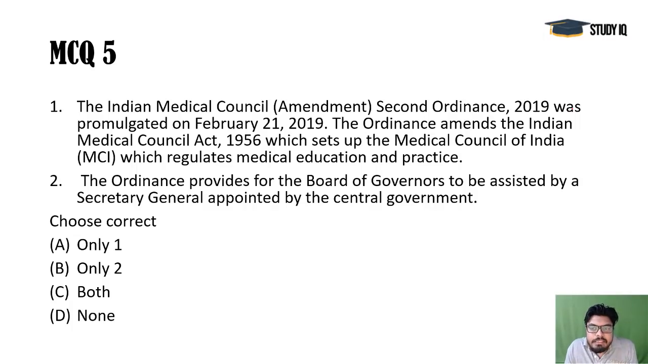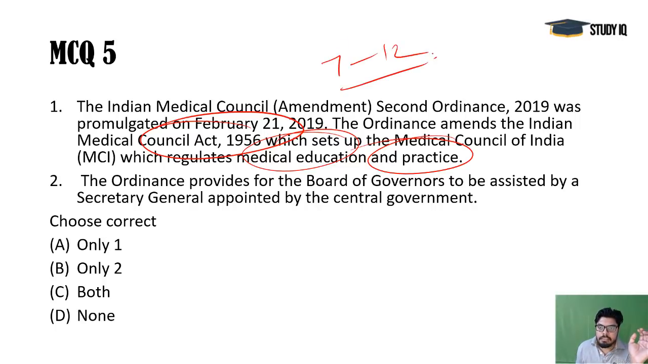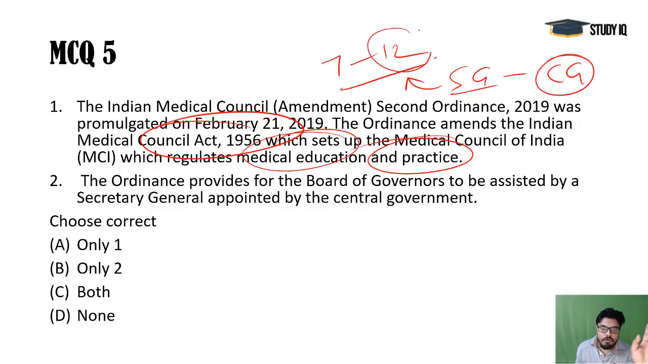Next, the Indian Medical Council Amendment, second ordinance. Actually, this amendment to the Indian Medical Council Act 1956, they brought this ordinance in February. The previous ordinance was there in January, and before that they also brought it in September. It is regarding medical education and practice, because this act deals with both. And they are changing some numbers for the board members. They are raising the numbers from 7 to 12, and they are assigning a secretary general, who would be appointed by the central government, and that is going to assist the board of members, which are now 12 in number.